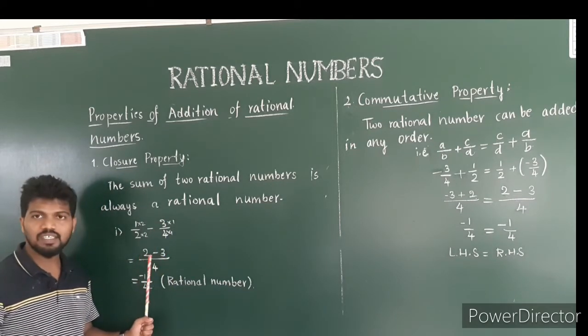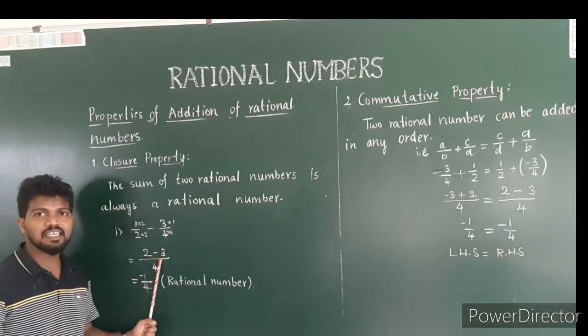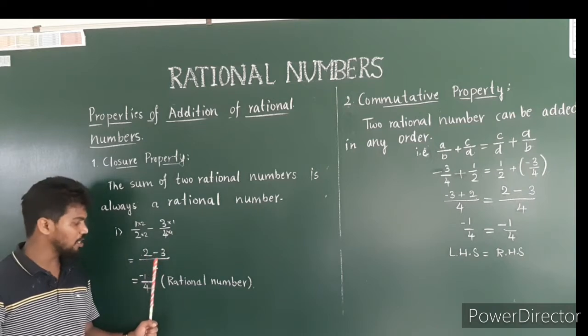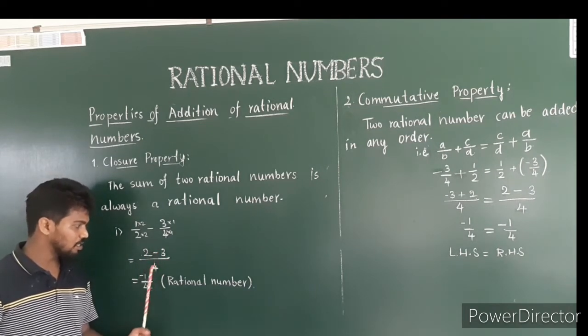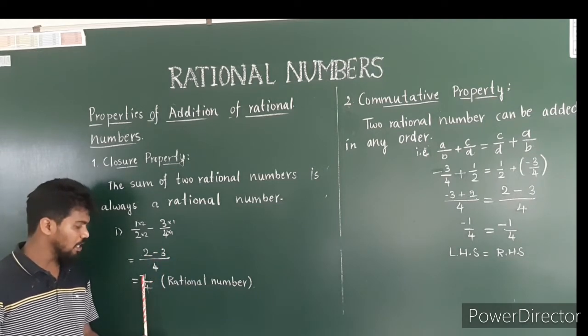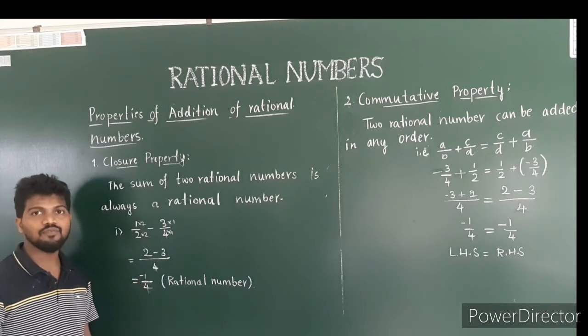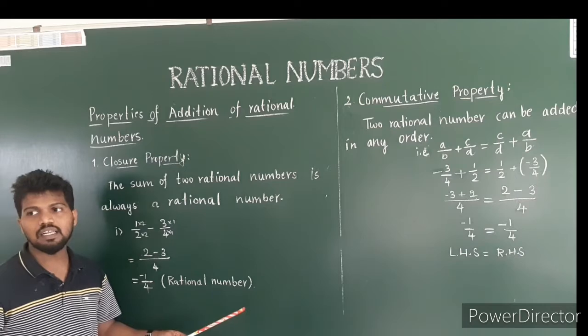So one is plus, one is minus. You know the integer addition. So plus 2 minus 3, subtraction you get 3 minus 2 you get 1, and the larger value sign you have minus. The larger value you have 3 and the sign for that one is minus. So the answer you have minus 1 by 4. So you see that minus 1 by 4 itself is a rational number.